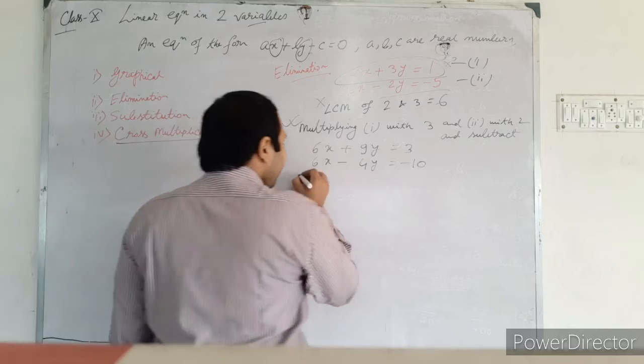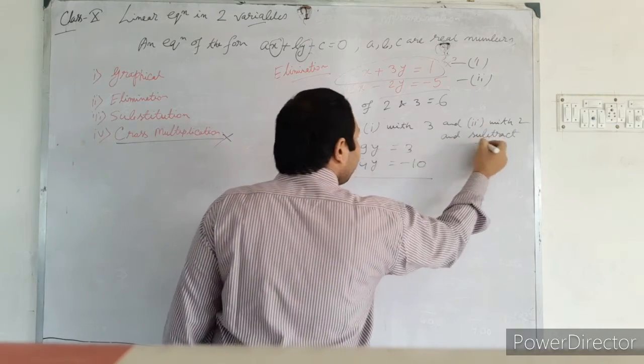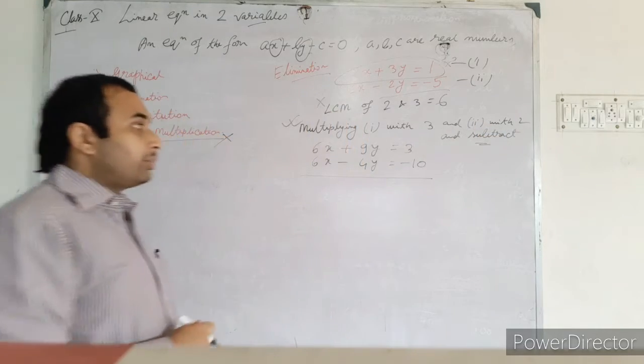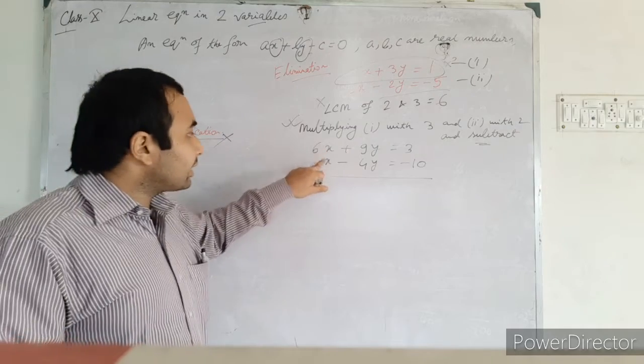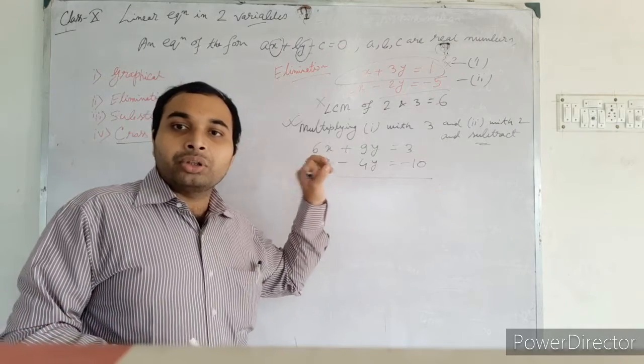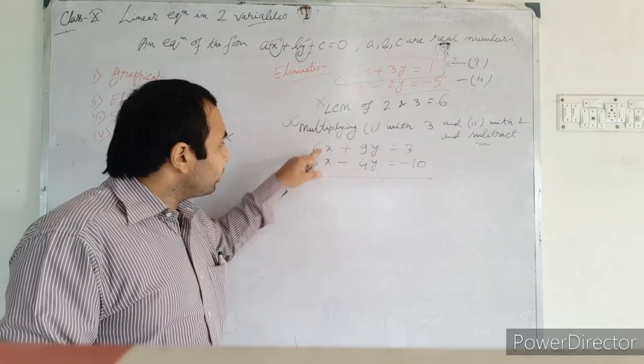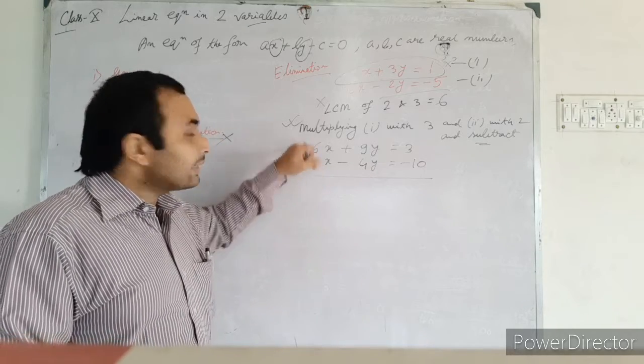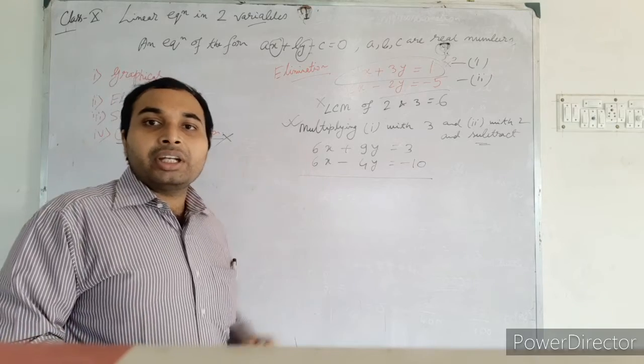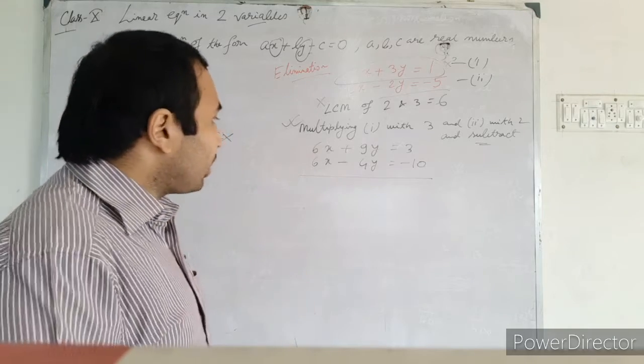Now we are saying that we have to subtract here. Why subtract? Just see here 6x, here also 6x. So if you don't subtract, then obviously you cannot eliminate. We have to cancel out this one. That means 6x minus 6x will come. So that's why.